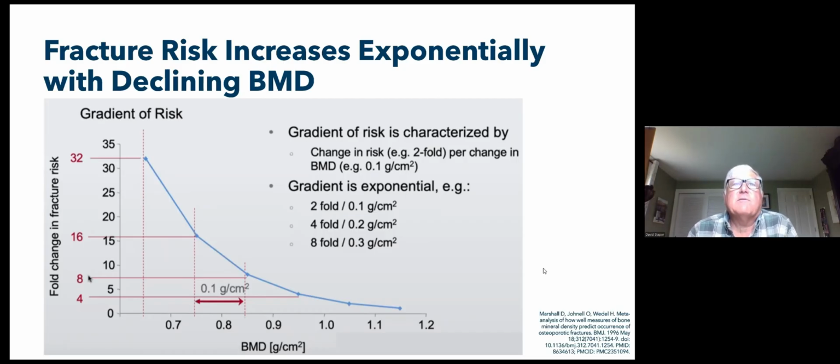That T-score of -2.5 corresponds to a level of grams per centimeter squared that is directly measured from the bone density scan that we can use in our analysis.